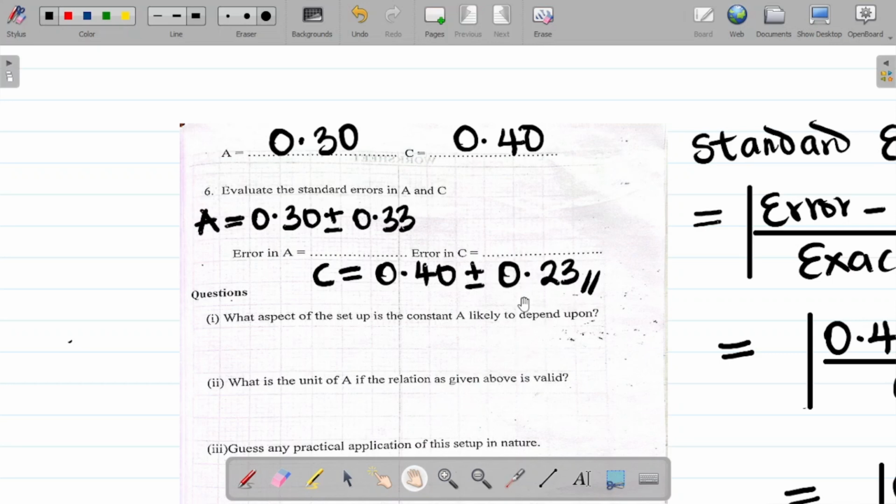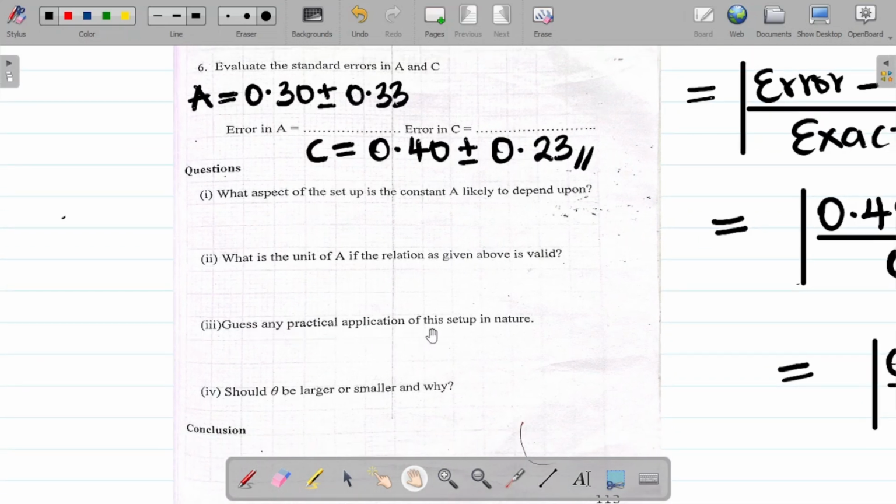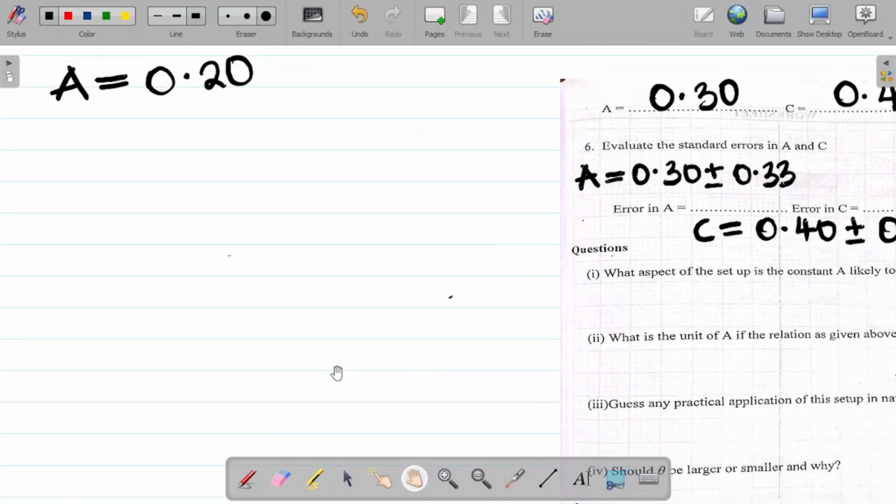So this is how we get the solution to this. Next up, let's answer the questions there. Question, the first one says, what aspect of the setup is the constant A likely to depend upon? II says, what is the unit of A if the relation as given above is valid? III says, guess any practical application of this setup in nature. IV says, should theta be larger or smaller, and why? All right, let's see how.